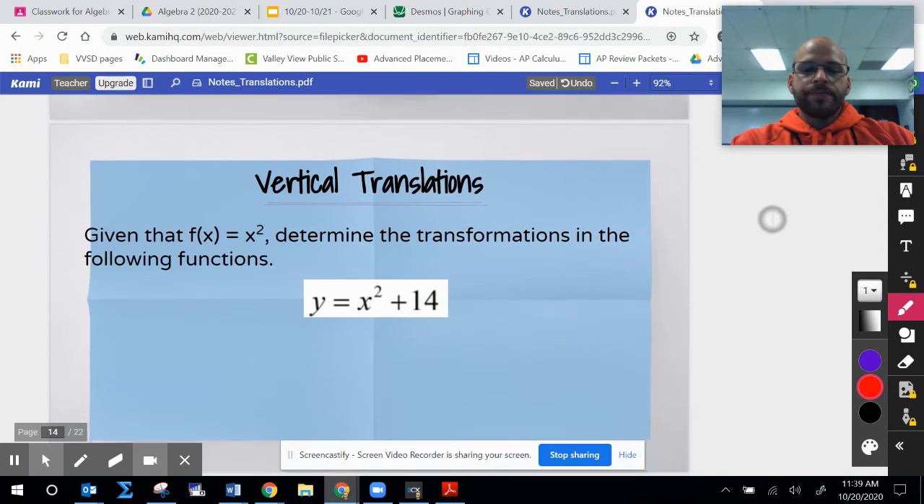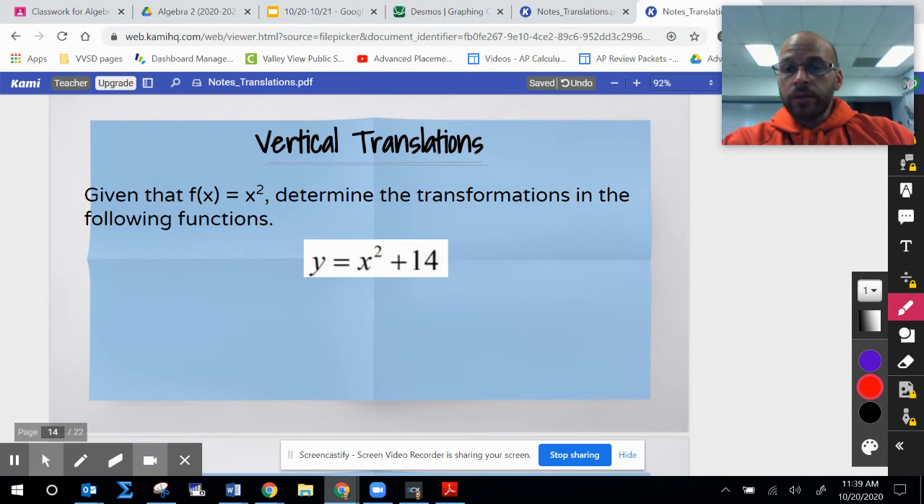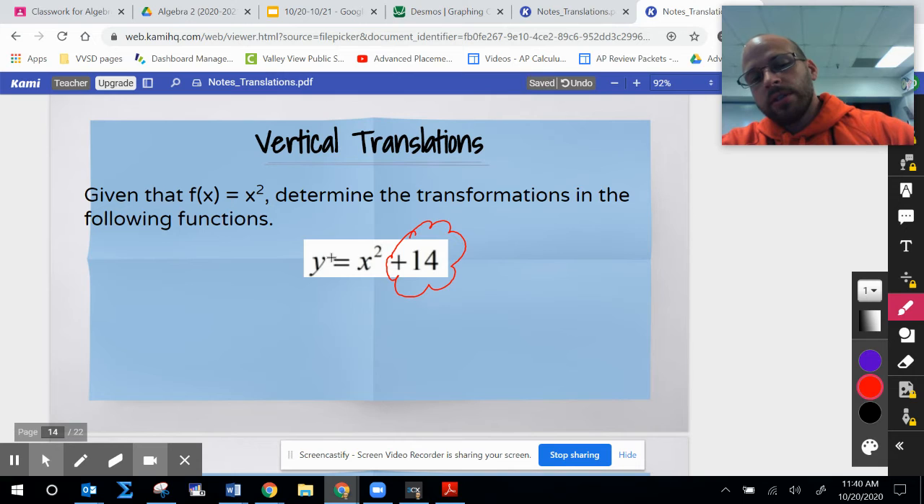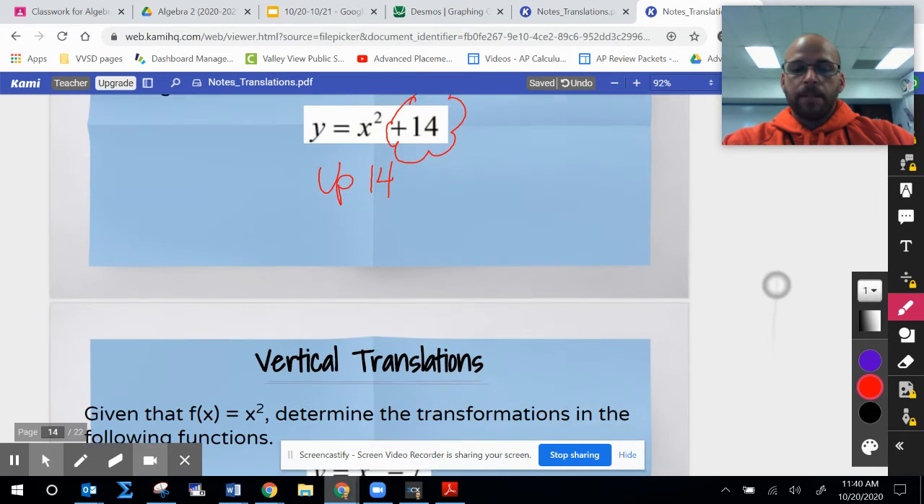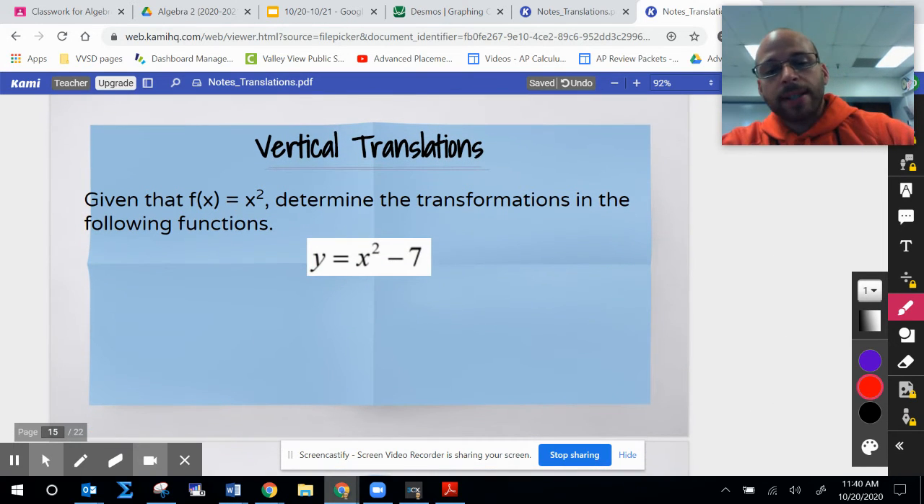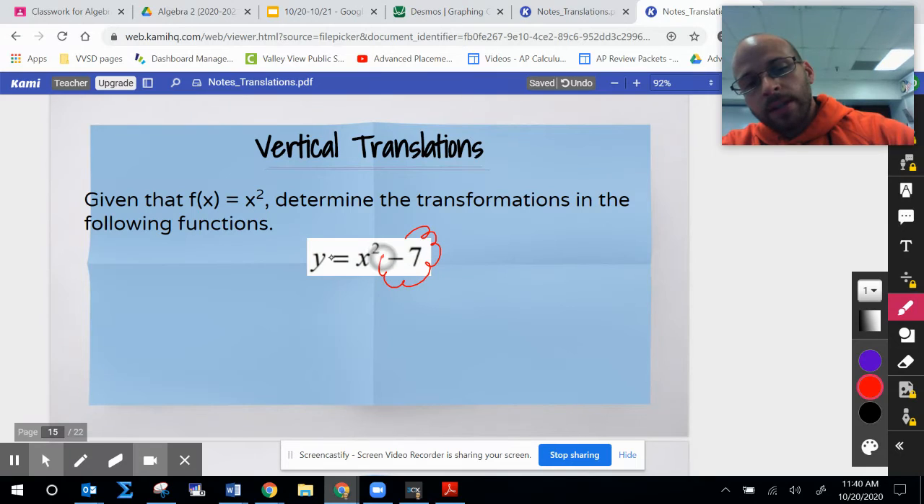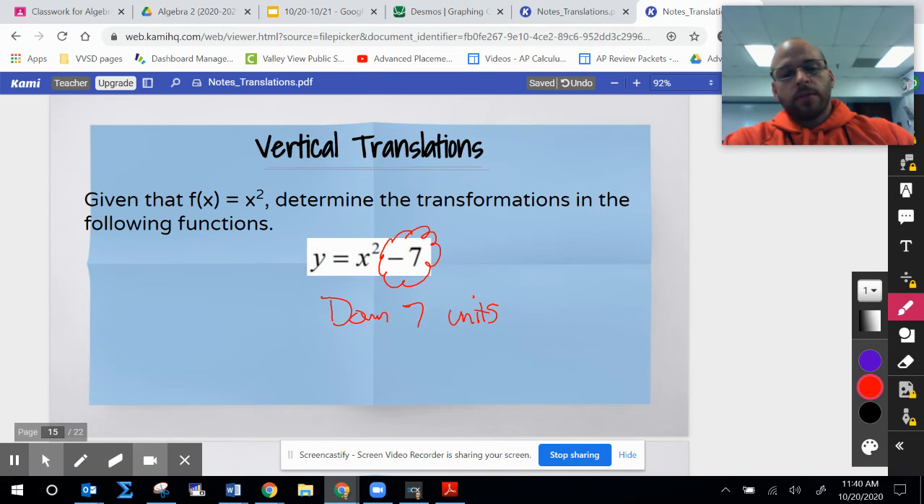So let's take a look. Pause. Try to do this one on your own. But here, I add 14 to the end, and I know it has to go up 14 units. If I subtract 7 from the end, I know it has to go down 7 units. Okay, so that's how I'm going to move this graph around.